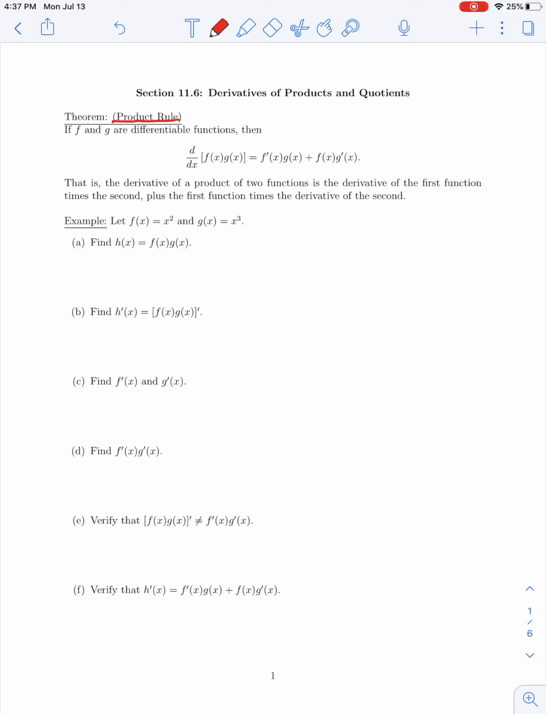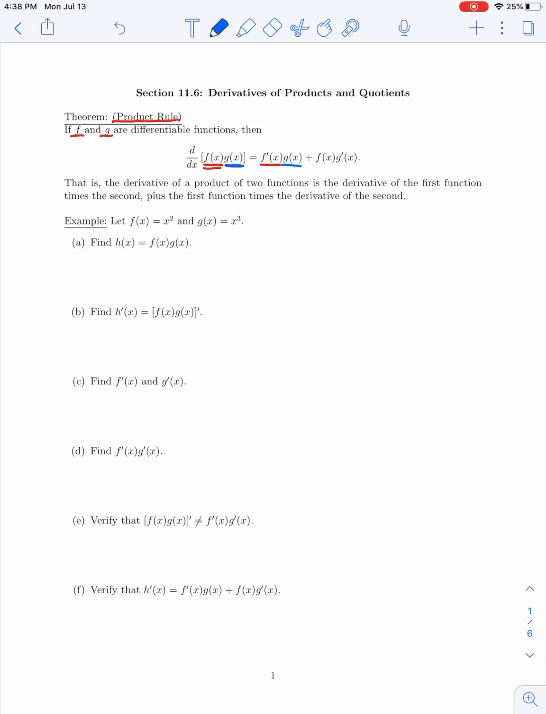So here's what it says. If we have two functions f and g, which are differentiable, so their derivatives exist, then the derivative of the product f of x times g of x is calculated in the following way. So we first take the derivative of our first factor in that product, that is the derivative of f of x. And then we multiply by g of x. So the second factor we leave alone. We do not take its derivative just yet.